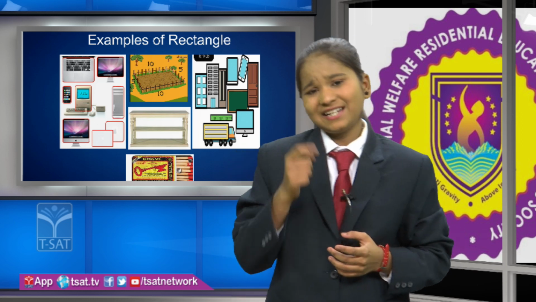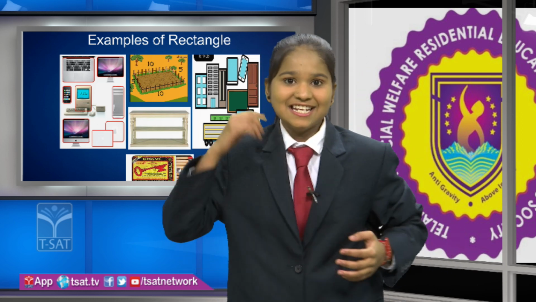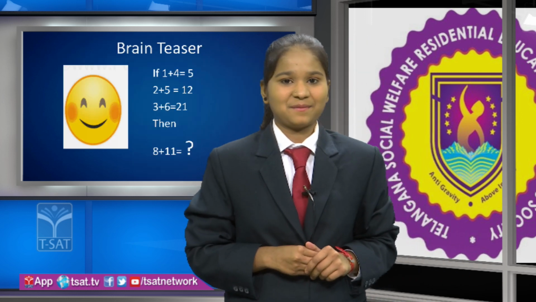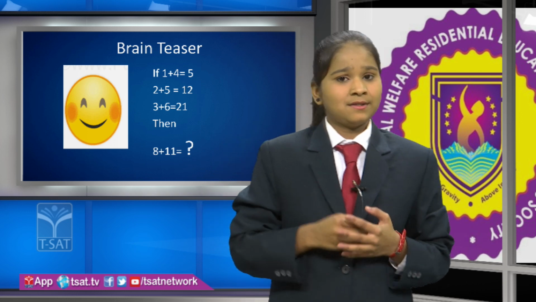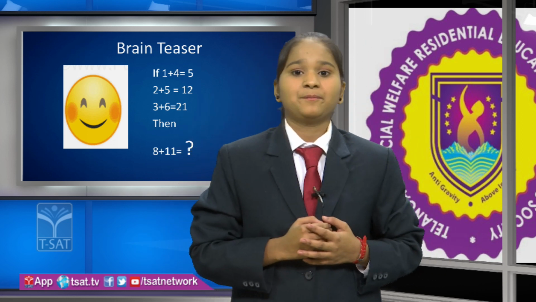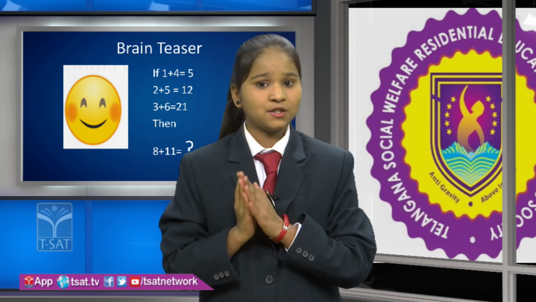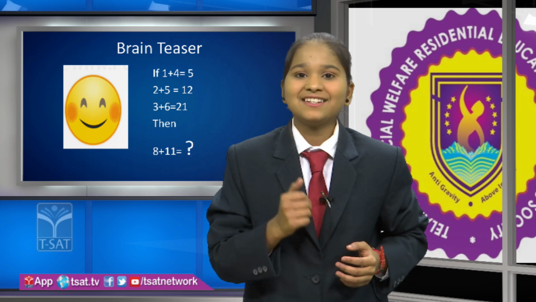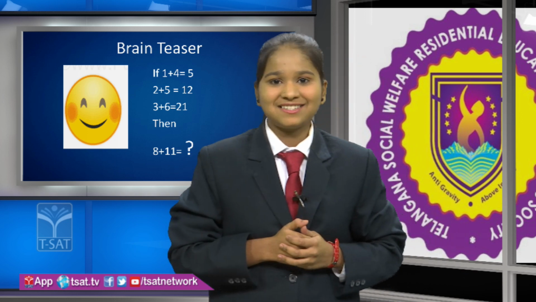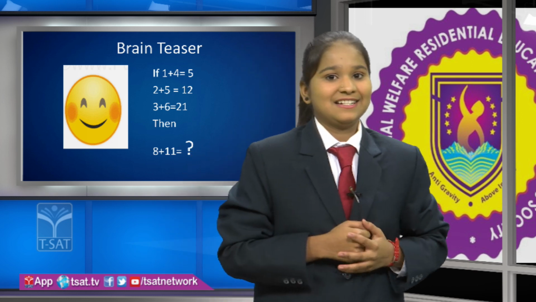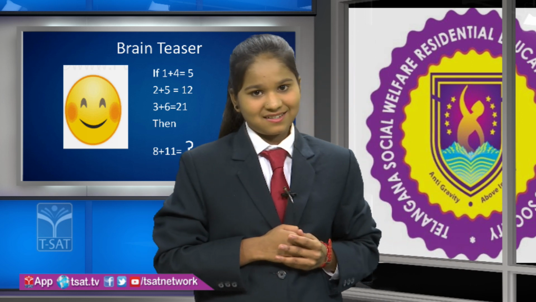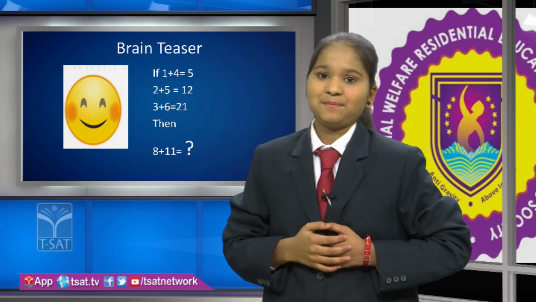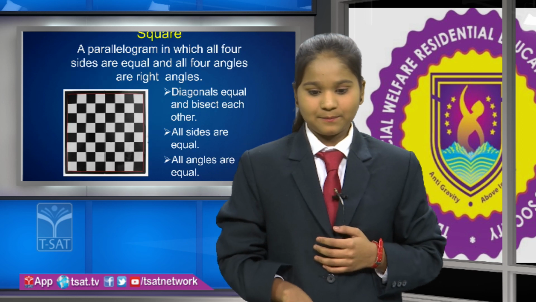I think you are getting bored, isn't it? Let us solve a brain teaser. Here it is, a brain teaser. My question is: 1 plus 4 is equal to 5, and 2 plus 5 is equal to 12. 3 plus 6 is equal to 21. Then 8 plus 11 is equal to how much? Yes, the answer is 96. The process is for you to work out yourself. Let us go to another type of quadrilateral.